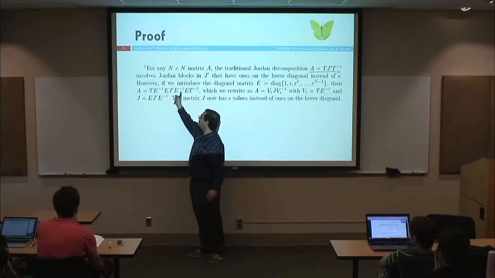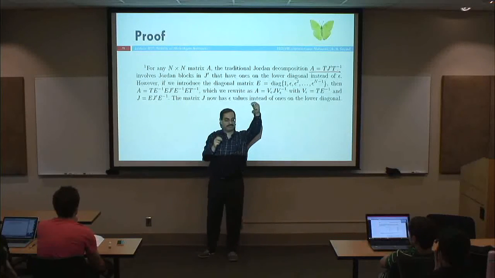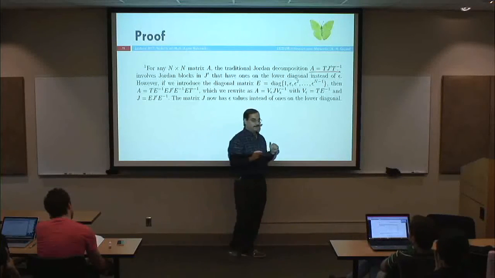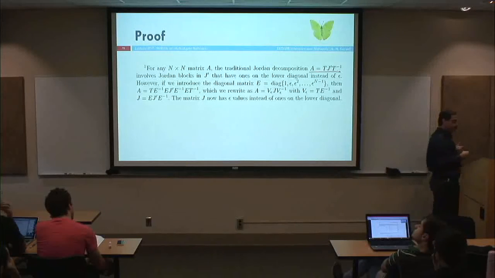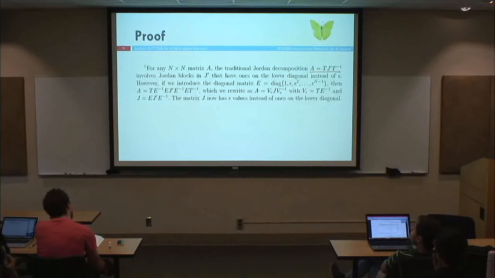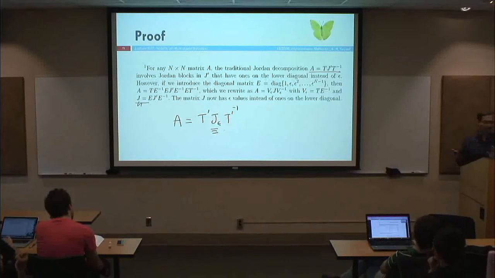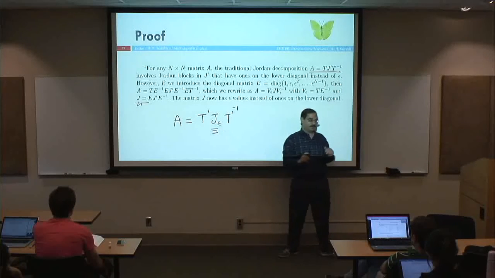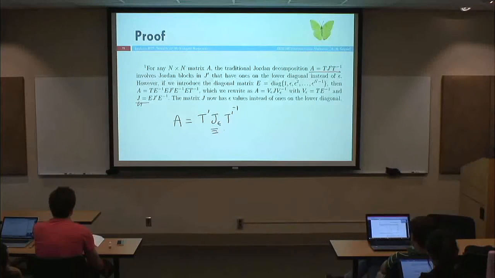If you check what this J will look like, multiplying by this diagonal E and its inverse, all you do is start from the original Jordan matrix and replace the ones by epsilon. So this is an alternative way of representing your Jordan decomposition. You get a new Jordan decomposition for A, T prime, J epsilon, T prime inverse, where this J now will have epsilons on the lower diagonal. So if this is possible, that's possible. So I want to work with this decomposition. You'll understand why.